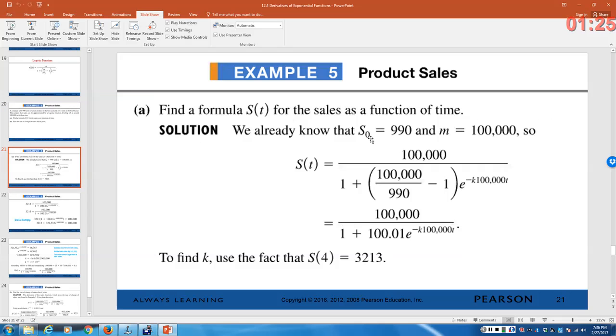You know that their initial value is 990. You also know that the leveling out point that they predict is 100,000. So 100,000 is the value of M. And here's your initial point, what the logistic function calls G of zero. This is just S of zero. So you plug that in for the denominator in the logistic formula, and you plug in the constant for the numerator of both this fraction and this one. And then M also goes into the negative KMT.